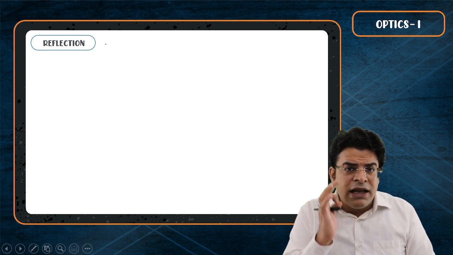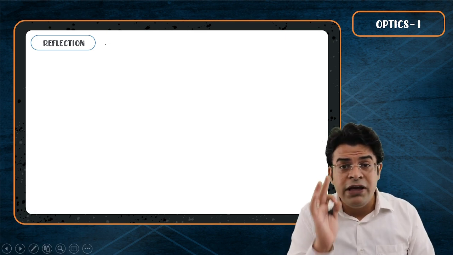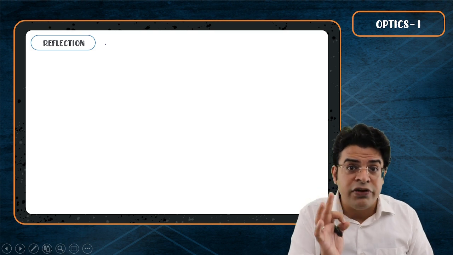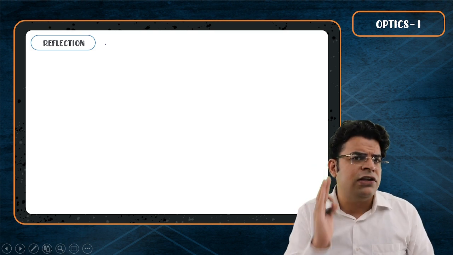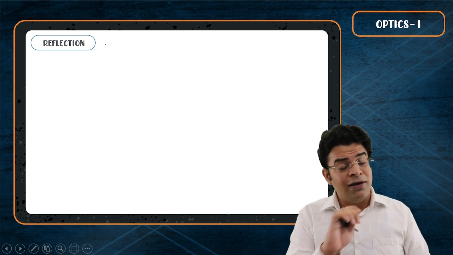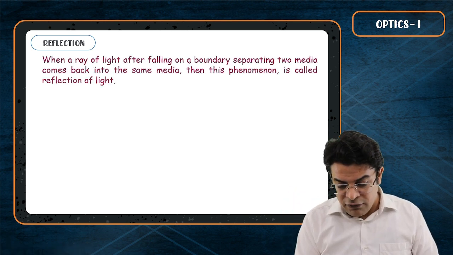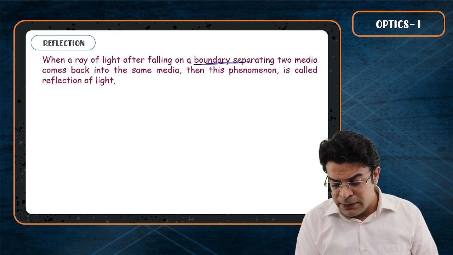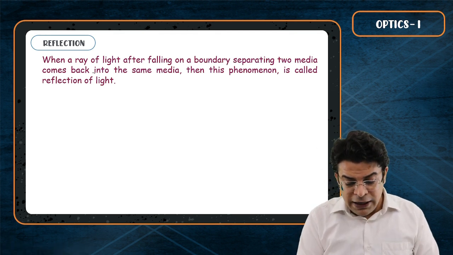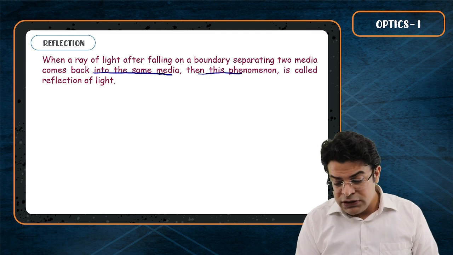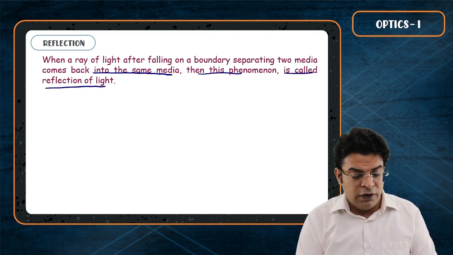So what is the definition of reflection? You have to be very patient in understanding the definition. You have to be very patient in understanding the sign convention. And once you know it, this is a very easy game to play. So let's start. When a ray of light, after falling on a boundary separating two media, comes back into the same media, then this phenomenon is called reflection of light.